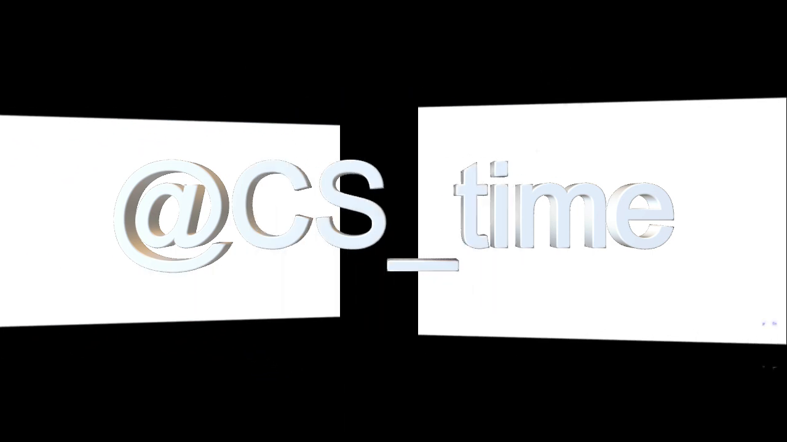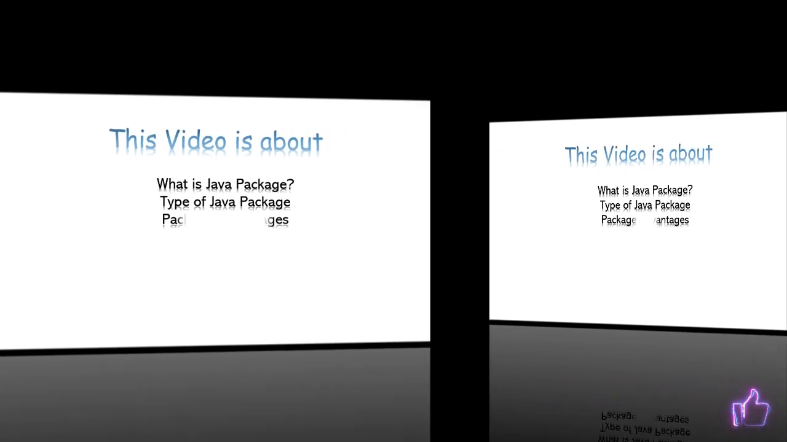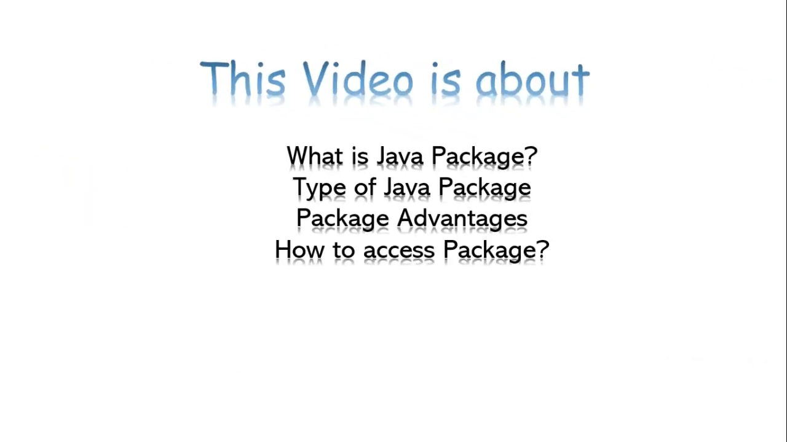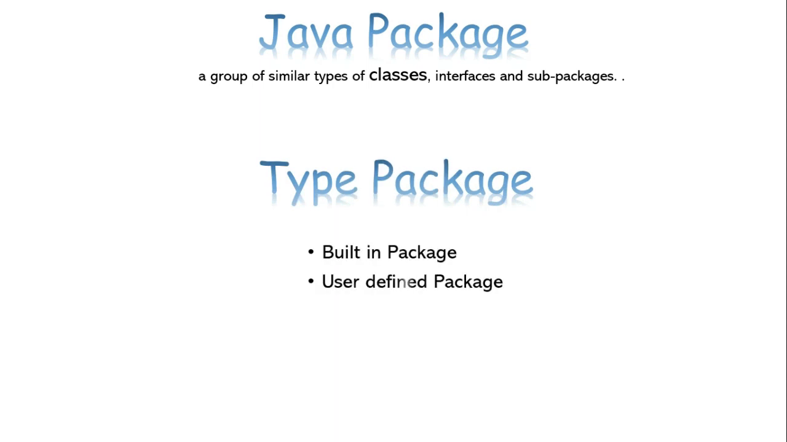This video discusses what a Java package is, the types of Java package, package advantages, and how to access a package. A Java package is a group of similar types of classes, interfaces, and sub-packages. There are two types of package: built-in package and user-defined package.